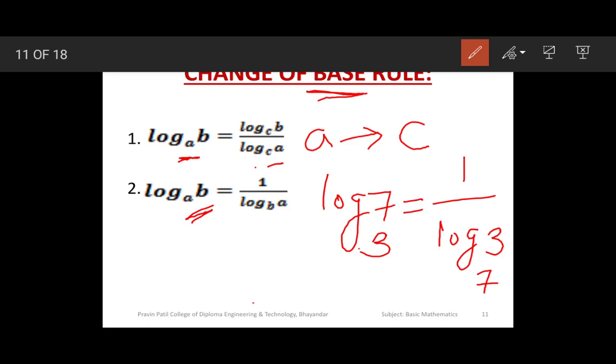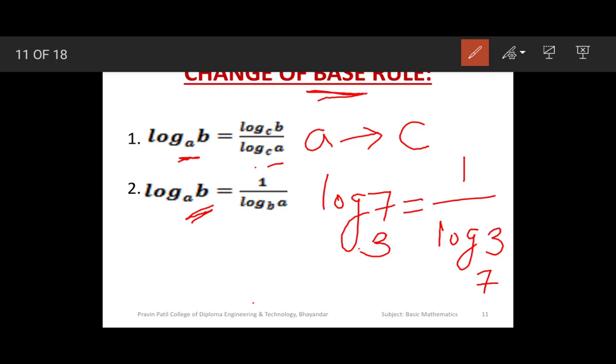In the second one, we are not adding any new member. We have to work with what we have. So what do we have? A and B. So what we are doing is just interchanging the position. We are just swapping. We are replacing A and B. So that is equal to 1 upon log of A to the base B.